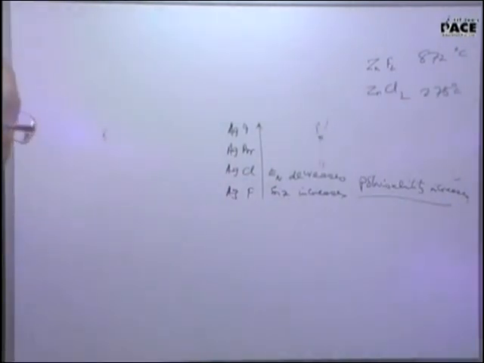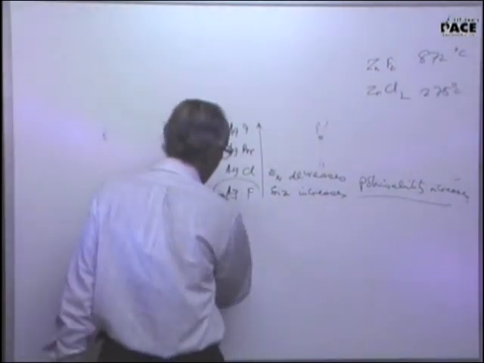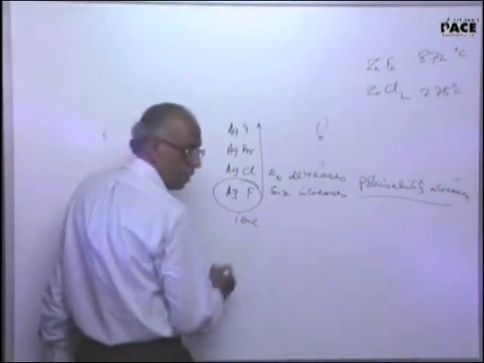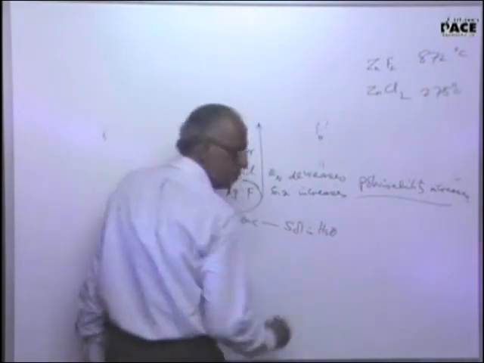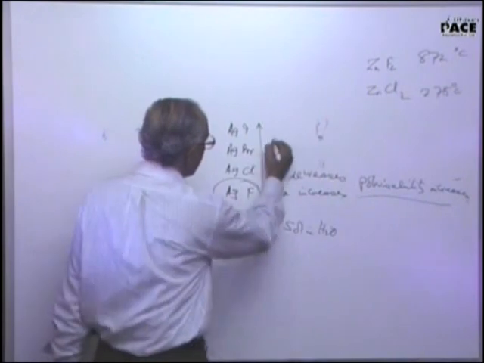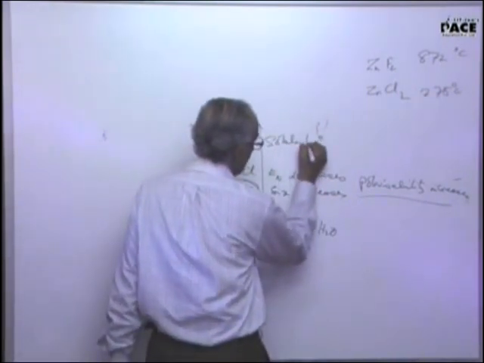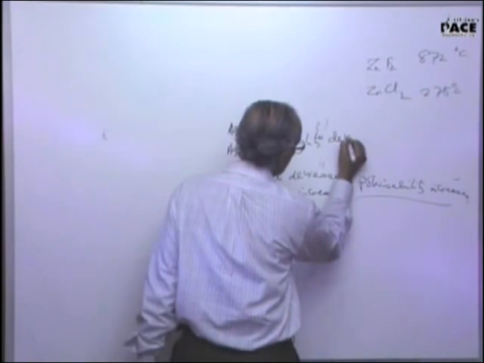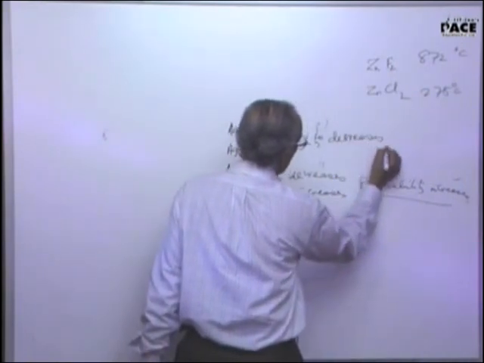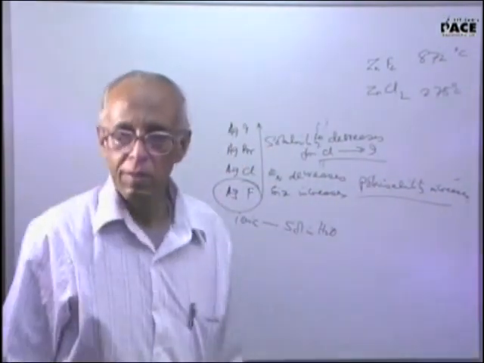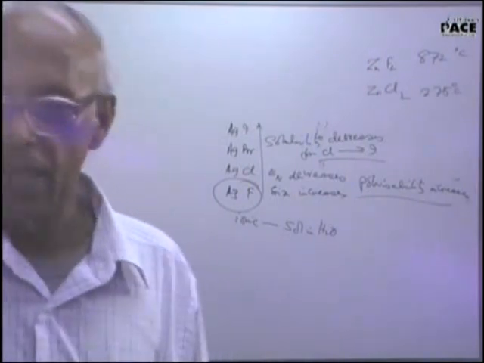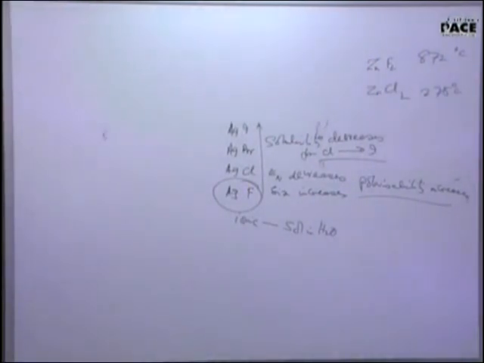As a result, you see, silver fluoride is the only fluoride which is ionic. As a result, it is soluble in water. But the solubility decreases from chloride to iodide. Silver chloride is more soluble than silver bromide. Silver bromide is more soluble than silver iodide.